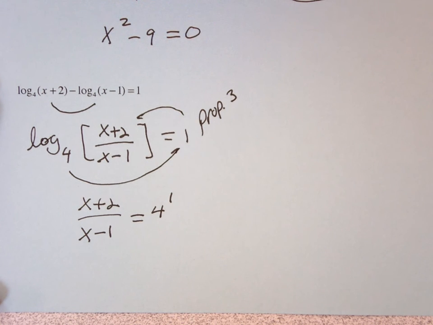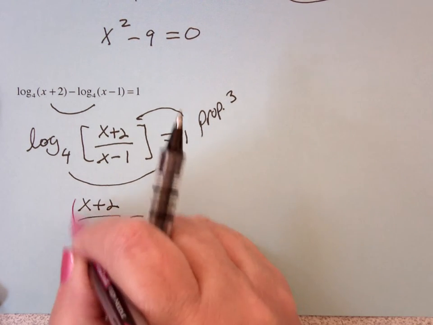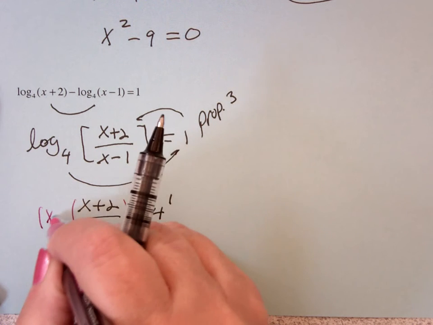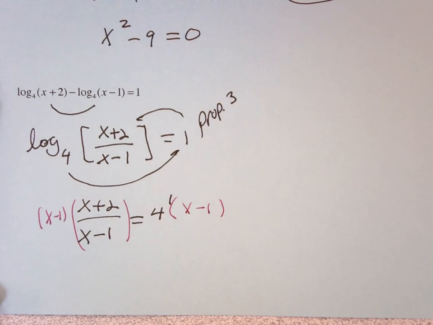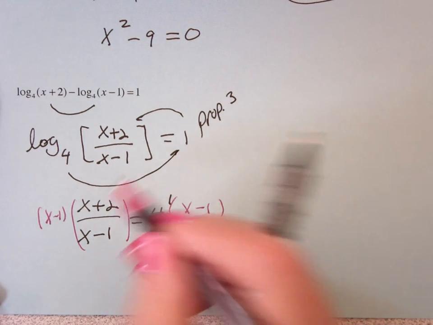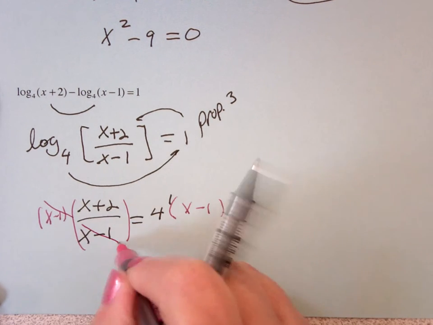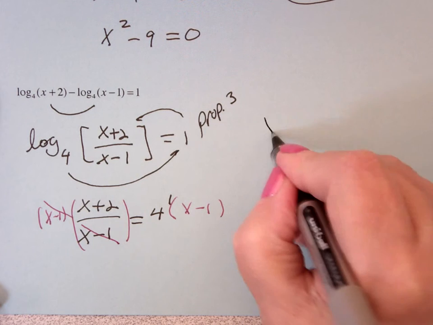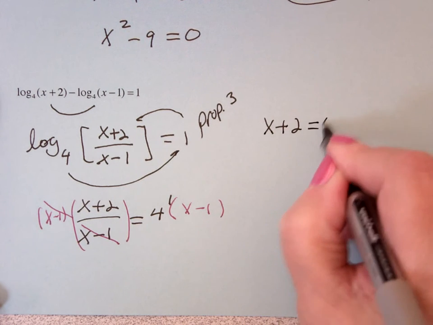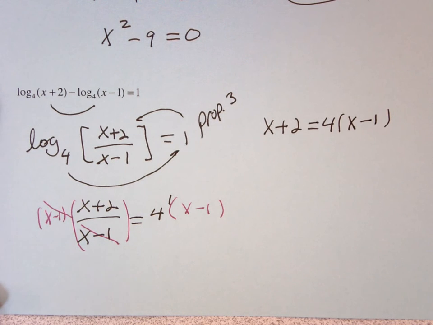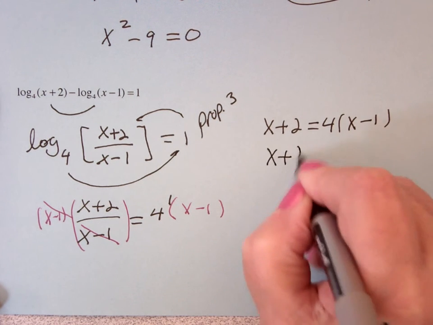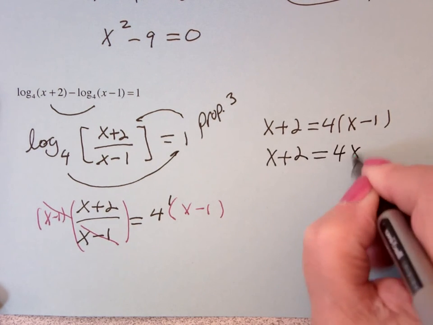Clear the denominator. It's a fraction, right? What do we always do? Clear denominators. That was your second guess. X minus 1's go. This says that x plus 2 equals 4 times x minus 1. X plus 2 equals 4x minus 4.